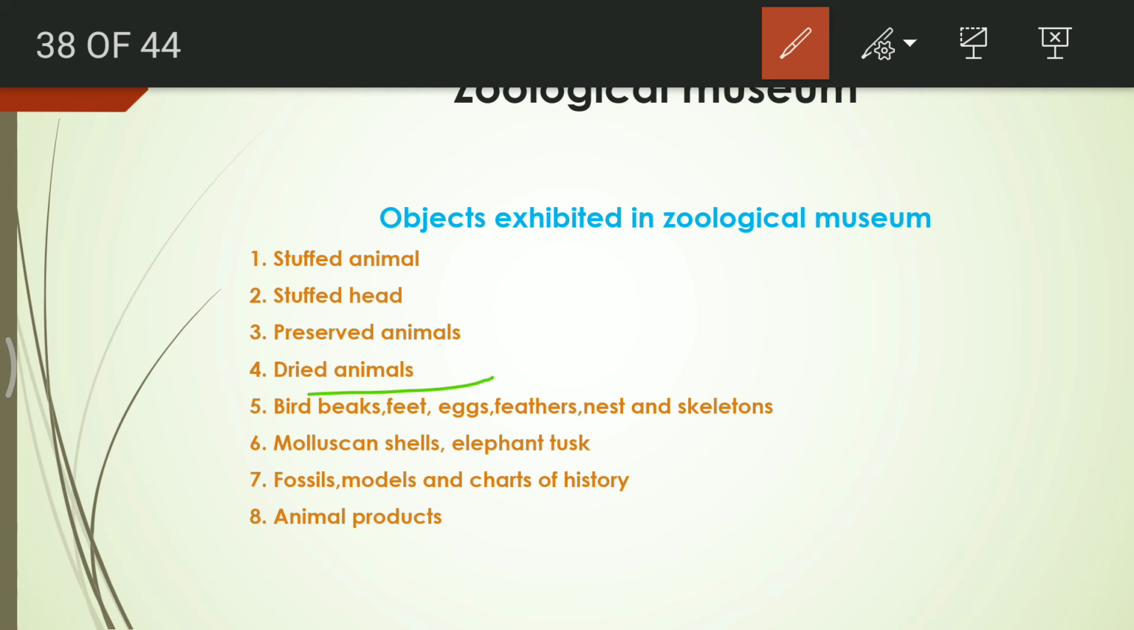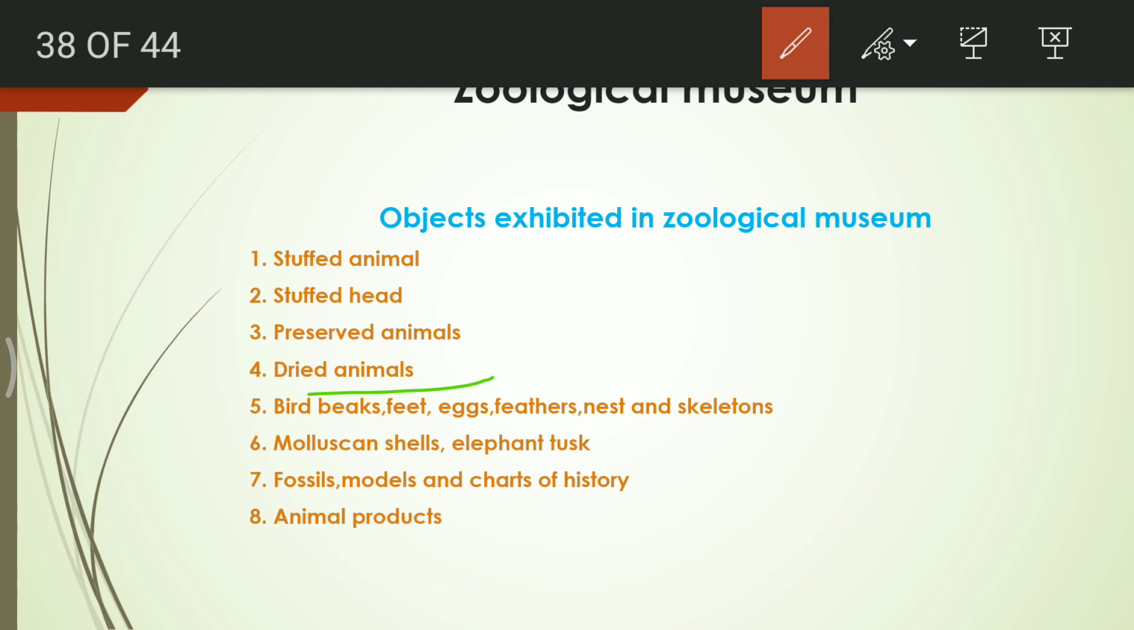Molluscan shells, the snails you all are aware of, even the oysters, the living organism is removed, and then just the shells are kept, like the way we collect shells when we go to any seaside. Elephant tusk is also kept at times.